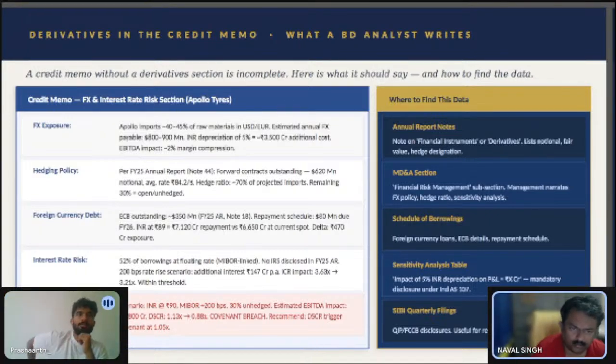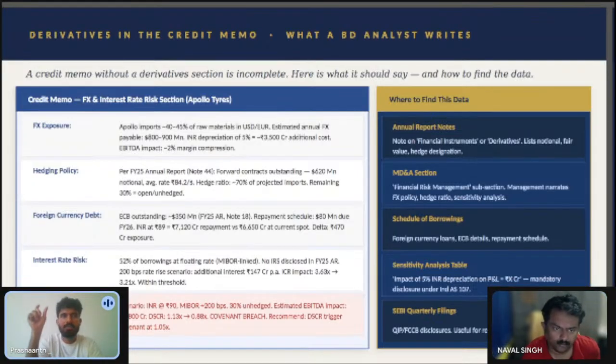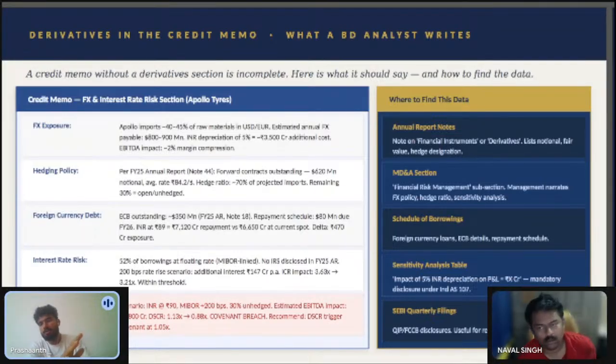There was actually a clause on sensitivity. They said if the INR were to strengthen or weaken, let's say by 5%, then the impact on profit is so much, and the impact on equity is so much. So that data was given. So whatever memo that we'll be writing to our manager is going to be based on just this assumption alone, right? No, no.